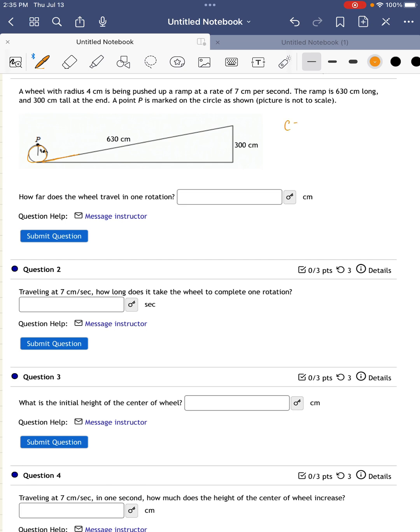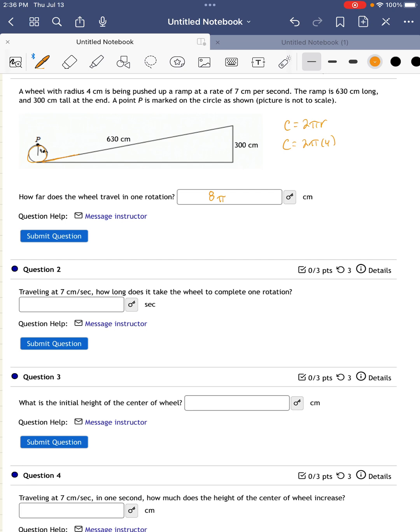The circumference is equal to 2 pi times the radius. So 2 times pi times the 4 gives us 8 pi. So the distance that it travels in one rotation is 8 pi centimeters. And we can turn that into a decimal, which might make more sense as a real number. You could. However, the most accurate answer is 8 pi. All right, moving on. It's question 2.